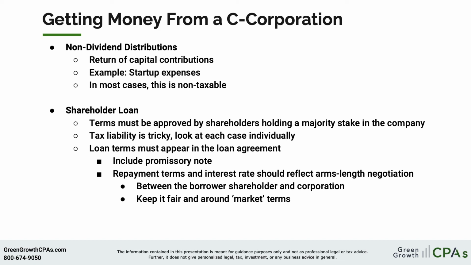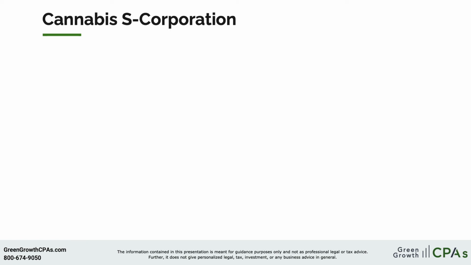Now, this is not a full list of all the ways to pull money out of your Cannabis C-Corporation. There are many other creative ways to get money out and avoid potential double taxation, but these are the basic methods that you should be aware of when you think about a C-Corporation. So now that we've covered C-Corps, let's talk about S-Corps.